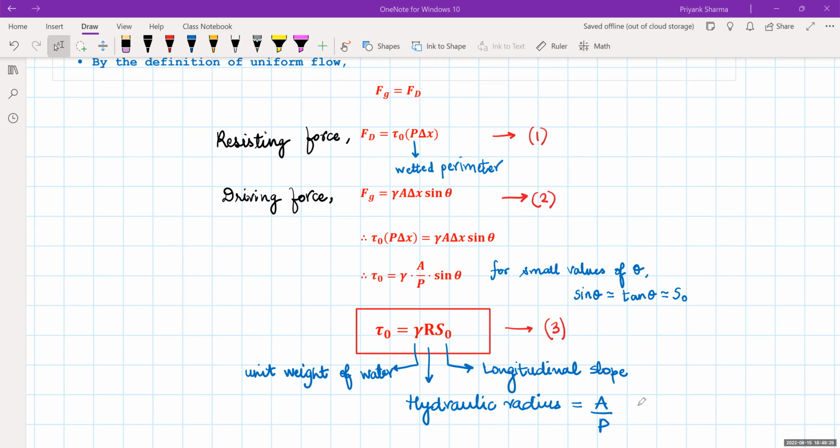So if you have a rectangular cross section, a trapezoidal cross section or a circular cross section, its area and wetted perimeter would change, and thus r would change. So r is a very important parameter in this equation and further in uniform flow estimation.